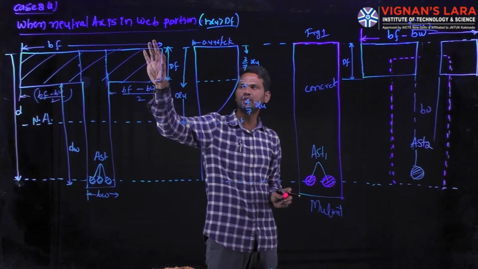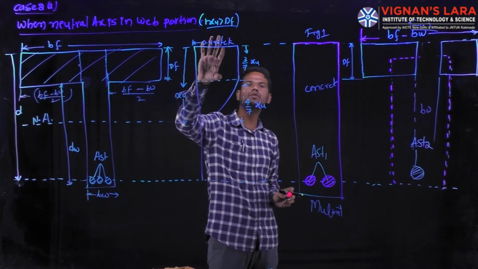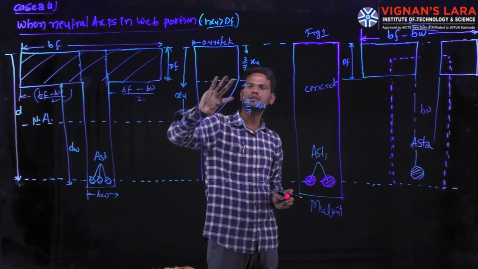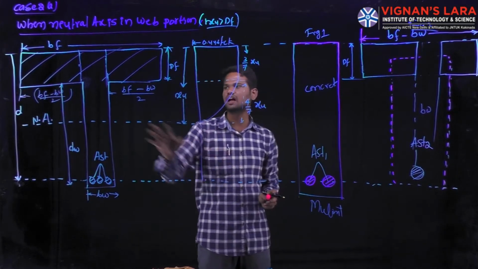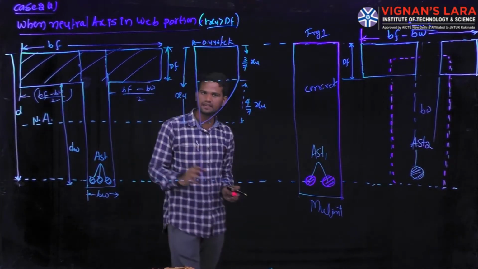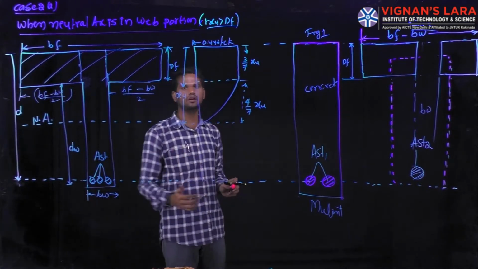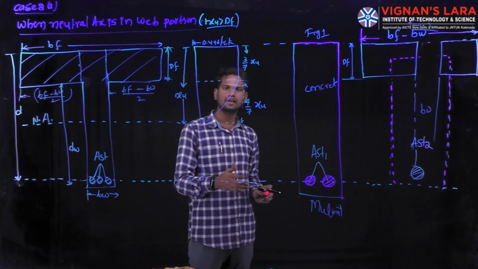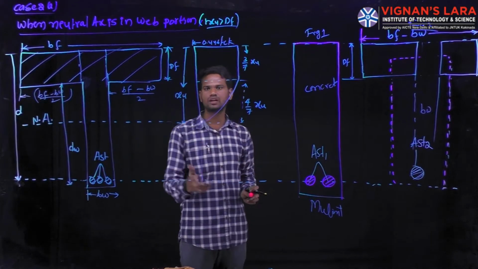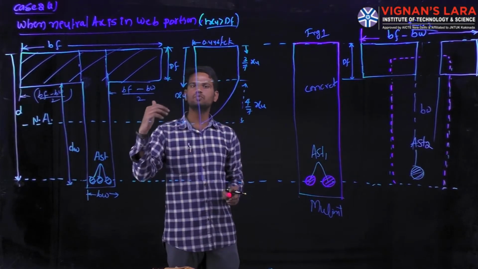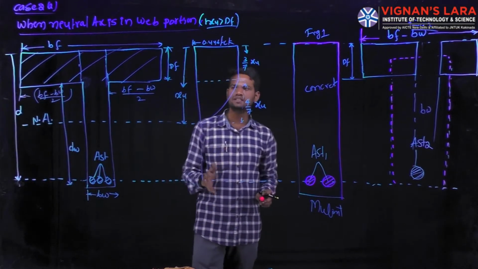The uniformly stressed block has only the rectangular portion. That means this parabolic portion does not come into this particular condition. For this, we will first calculate the total compressive force and total tensile force. Next, we will calculate the total compressive force and total tensile force when the flange portion is not uniformly stressed.